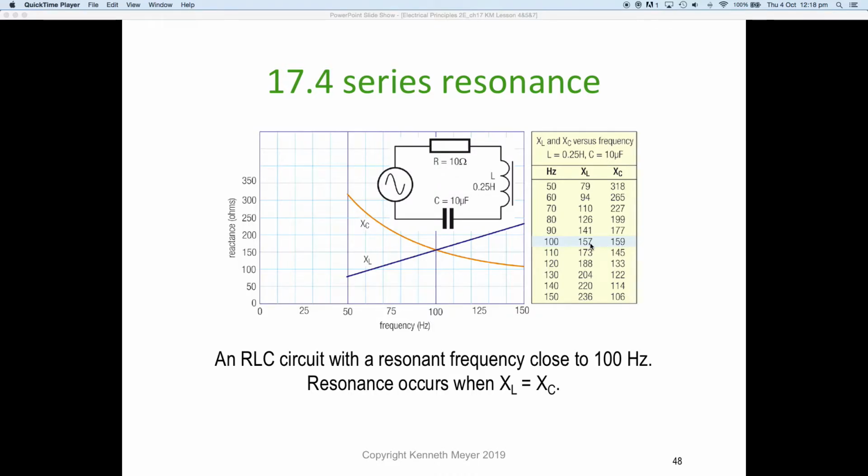And the only thing left in the circuit to restrict current is this resistor. So that's why we say a resonant series circuit, when it's in resonance, is purely resistive, because only the resistive component is left in the circuit that is restricting the current. So in an RLC circuit with a resonant frequency close to 100 Hertz, resonance is going to be when XL and XC equal each other. In this particular case, it's very close to 100 Hertz.